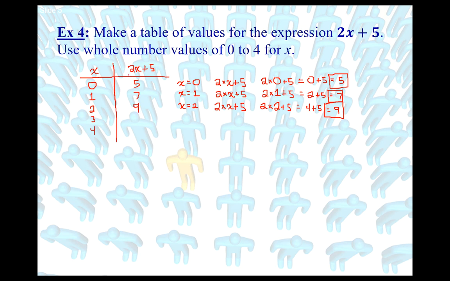Now, to get the value of 2x plus 5 for 3 and 4, we could do substitution, but again, at this point, we should be able to identify the pattern. So what's happening to the 2x plus 5 expression as you keep increasing x by 1? Well, we're going from 5 to 7 to 9. We're just adding 2 every single time. So starting with 5, add 2 to get to the next term. So 9 plus 2 would be 11, and then 11 plus 2 would be 13.